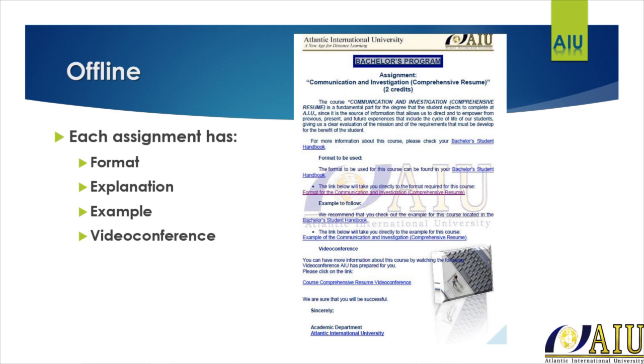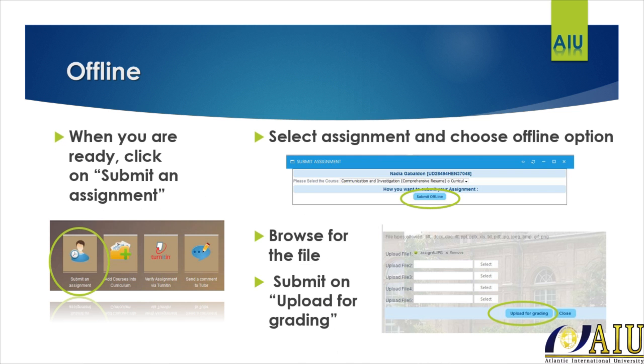So once you download the assignment, make sure to save the format in your computer, fill it out, and once you're ready to submit it, go to your student section and click on Submit an Assignment. When you click on Submit an Assignment, you will be prompted a window. Make sure that you select the right assignment on the drop-down menu. Once it is selected, click on Send Offline.